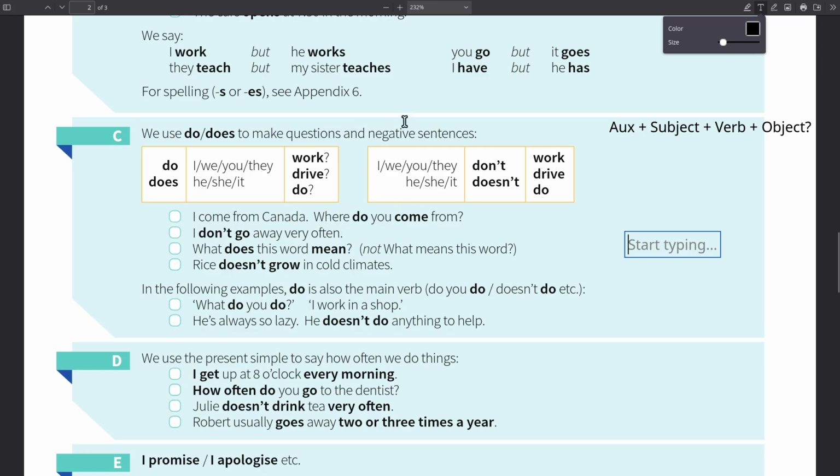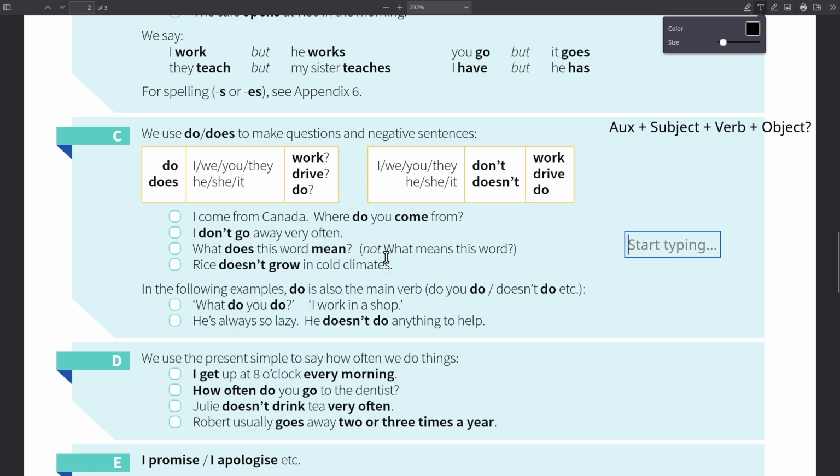Another example of a negative sentence is, I don't go away very often. That means I don't move away very often. I tend to stay in the same place. In this case, because I'm using the first person, that is I, I have to use don't. Another example, what does this word mean? What does this word mean, right? Not what means this word.